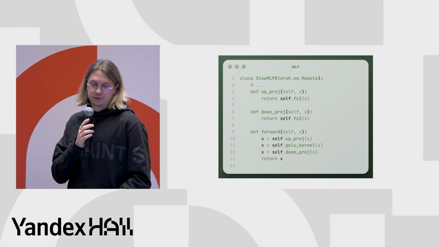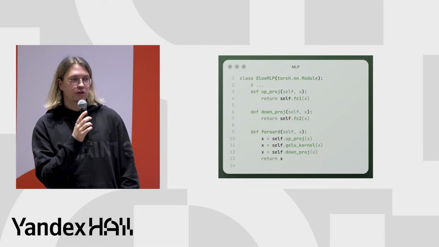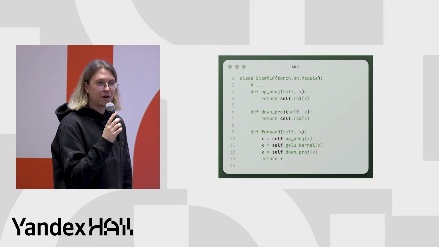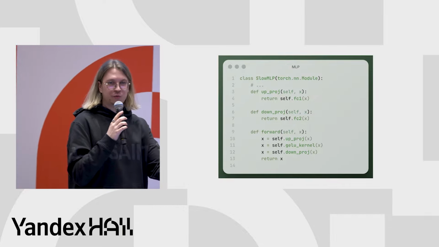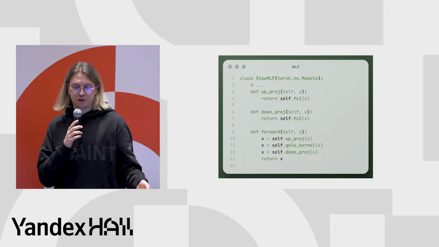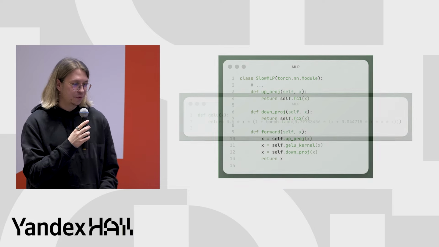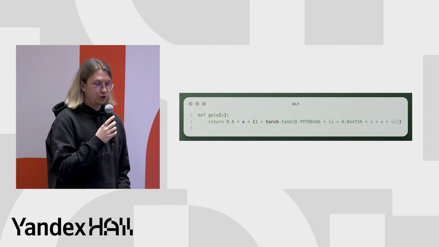And in the forward pass, we just apply a linear layer, then we run a GELU kernel, which is a nonlinearity, and run a second matrix multiplication. So basically our goal is to try to optimize this simple function with three lines of code in the upcoming 50 minutes. And let's take a look at the GELU kernel we have.